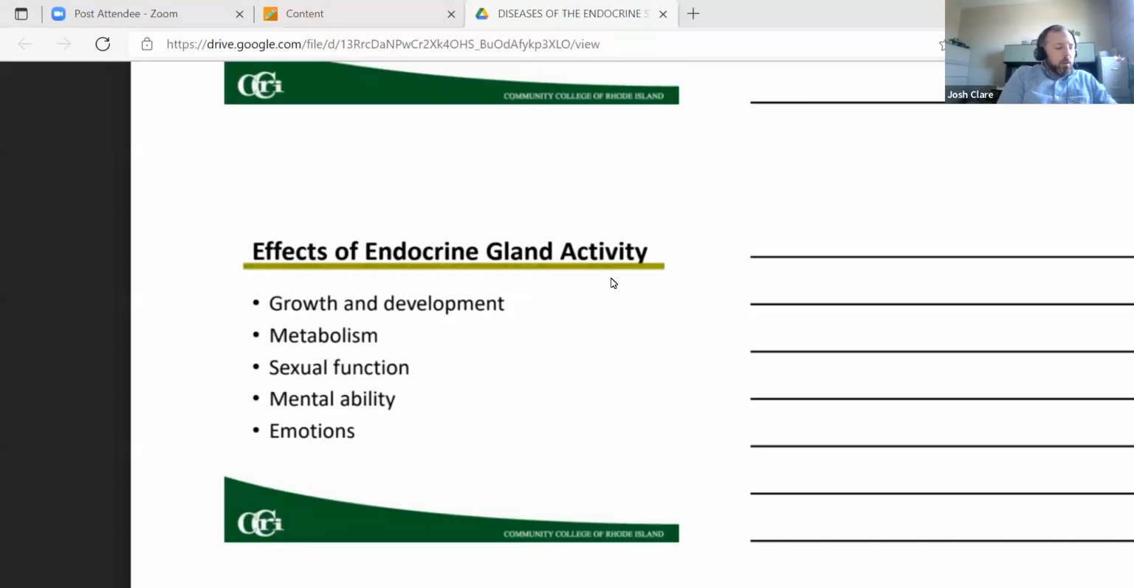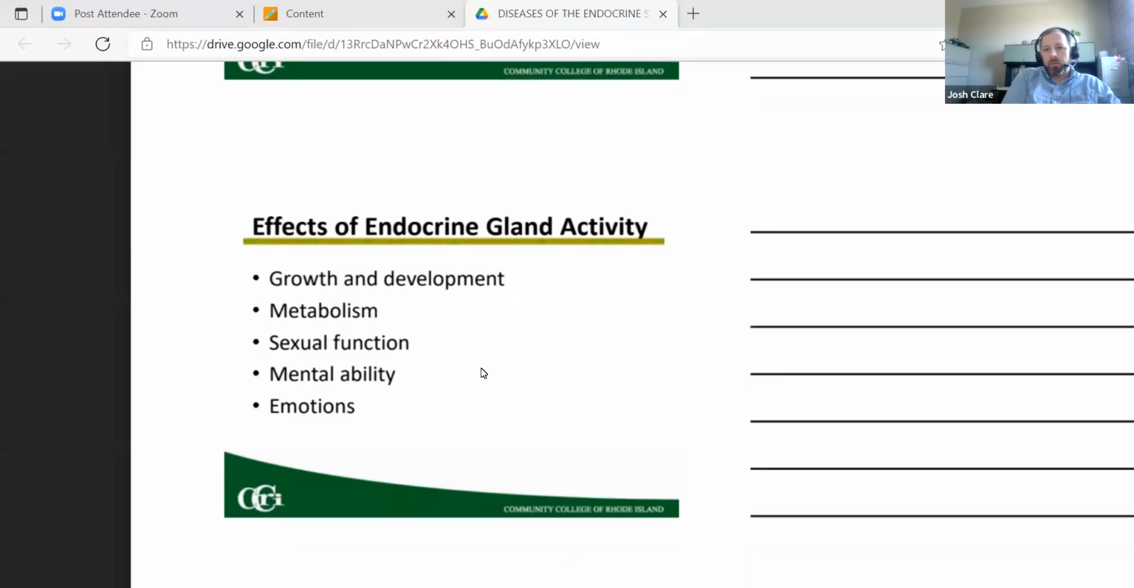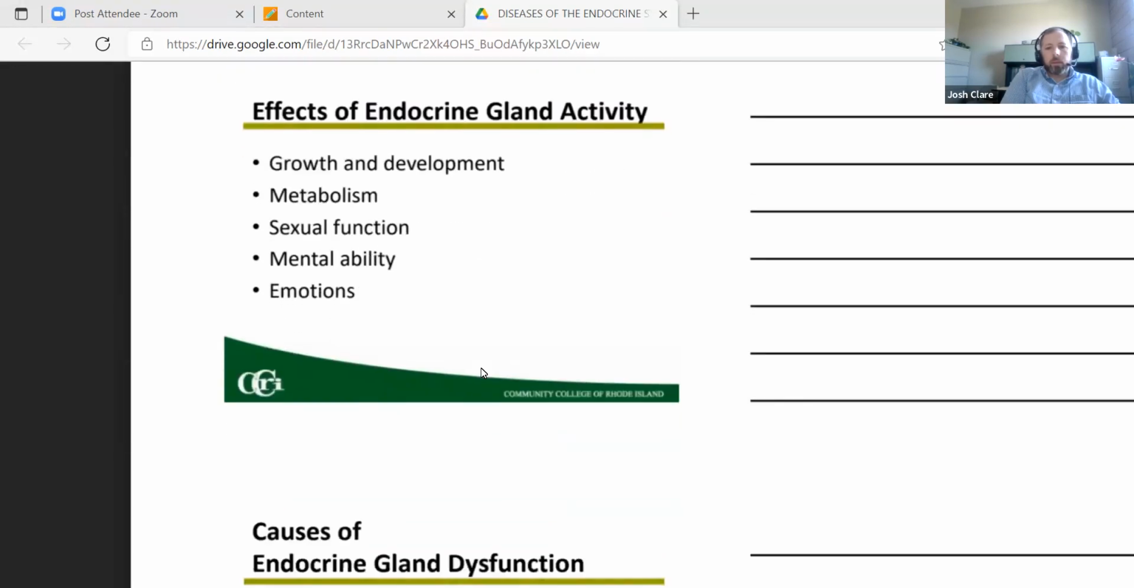The effect of endocrine gland activity: we can grow and develop. We'll look at some in a little bit. Metabolic functions such as digestion, elimination, breathing, blood circulation, and body temperature can all be affected. Also sexual function, mental ability, and different emotions ranging from PMS to bipolar disorder, and ability to concentrate. Really anything with the emotional aspect of the person can be traced back to the endocrine system.